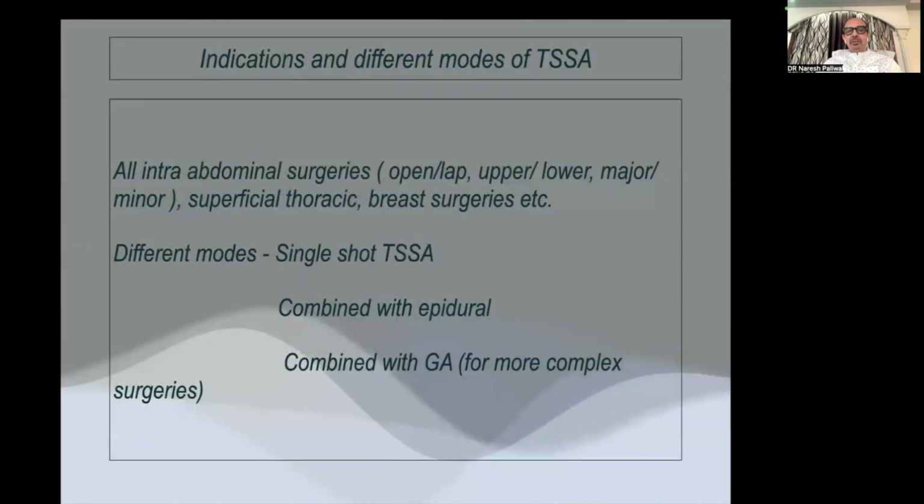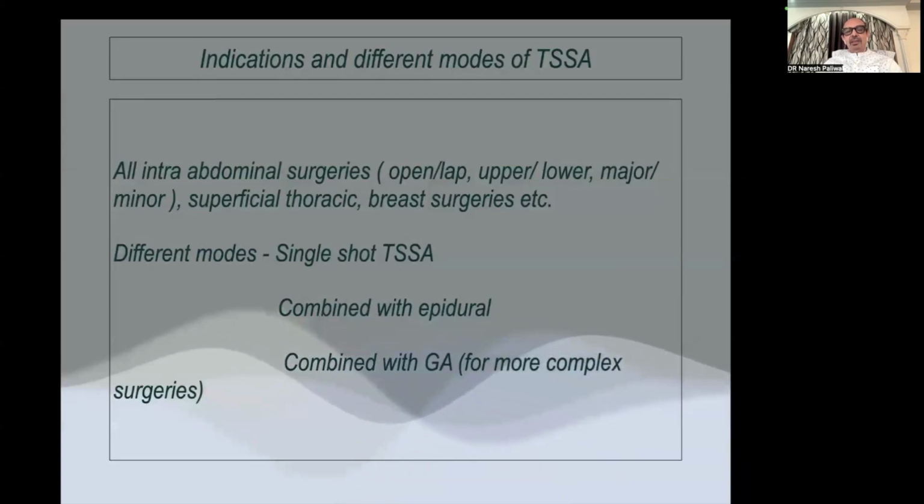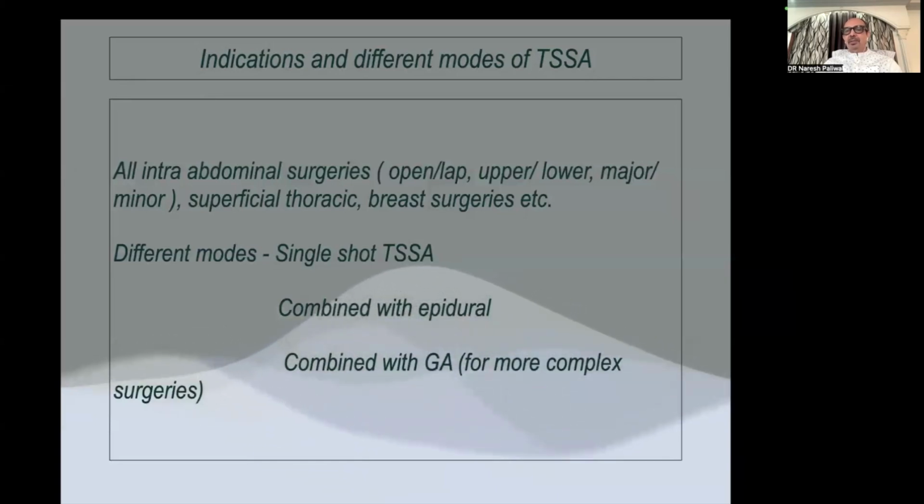Indications and different modes of segmental spinal: all intra-abdominal surgeries, different kinds of surgeries, open, lap, upper, lower, major, minor. They can be done under segmental spinal, superficial thoracic, even breast surgeries are possible. There are three different modes. It can be done for short duration surgeries as a single shot segmental spinal, or combined with epidurals. The third option, in very complex surgeries, there are reports of it being used even for cardiac surgeries in combination with general anesthesia. You can combine it with GA in very small kids if required.